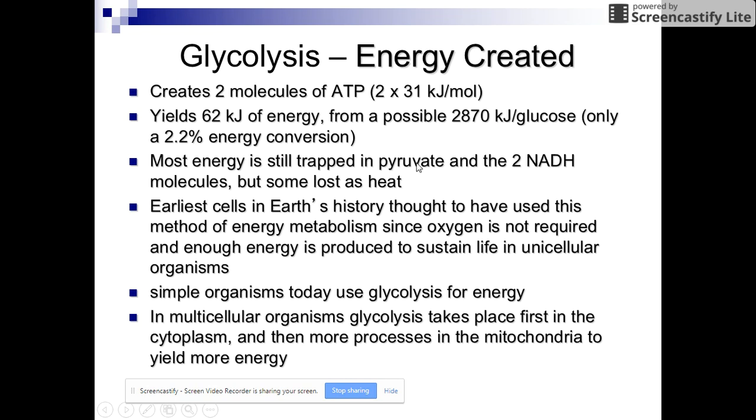Most of the energy is still trapped in the bonds that make up the pyruvate molecule and the added electrons that were passed to the NAD plus to make NADH. But there's also some that has been lost as heat.